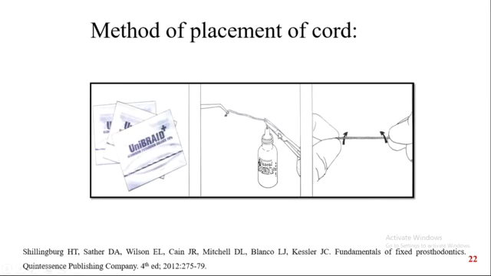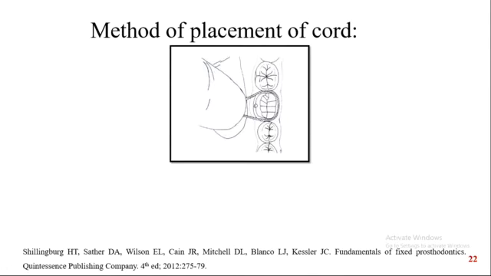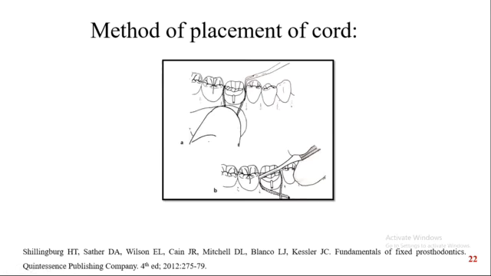Firstly, the cord is dispensed from the dispenser using a sterile cotton plier. Around 2 inches of cord, that is around 5 centimeters, is cut and held between the index finger and the thumb, and the cord is twisted to make it tight and to reduce the diameter. A loop of the cord is formed and placed around the prepared tooth. The placement of the cord begins from the mesial aspect of the prepared tooth.